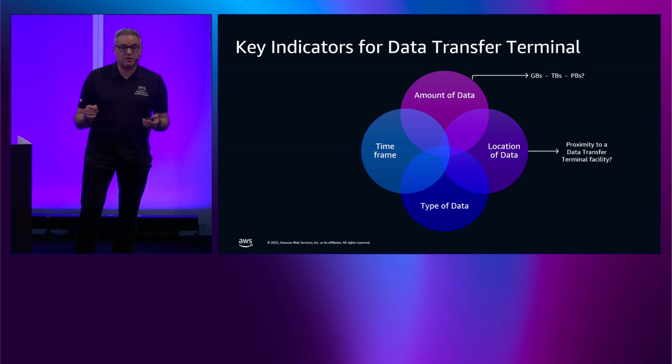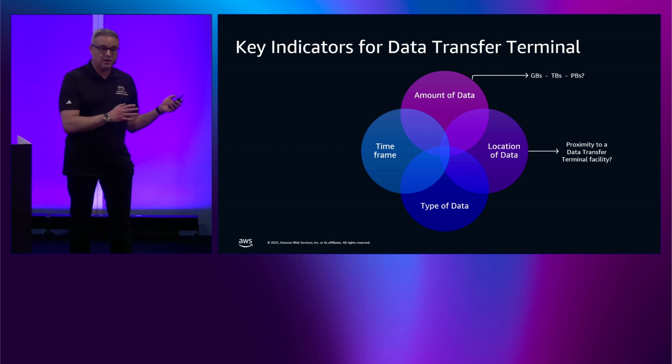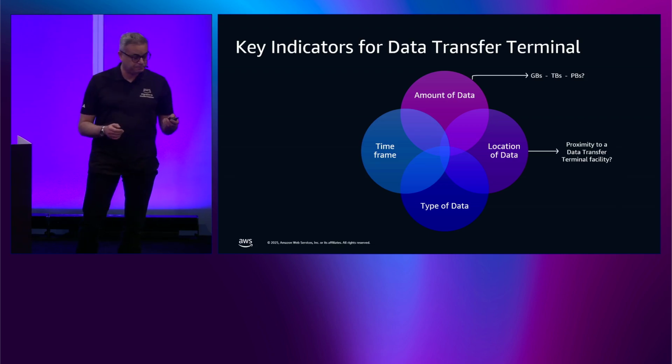The next thing to consider is the location of the data. Now, Hemanth already showed the locations where Data Transfer Terminal is located and some future planned sites. So is your data stored in a location that's convenient to one of those locations? And if it's not, I would encourage you to reach out to your AWS account team and see if we can bring Data Transfer Terminal to a location that's going to be more convenient for you.